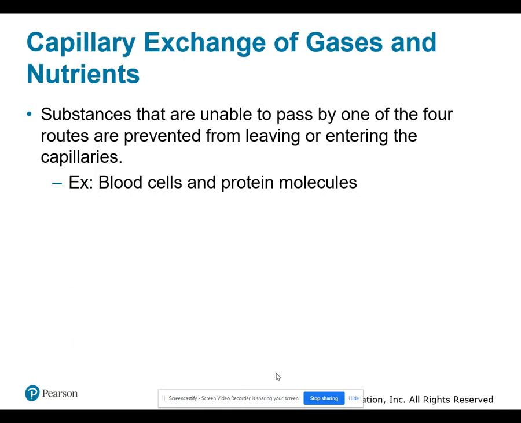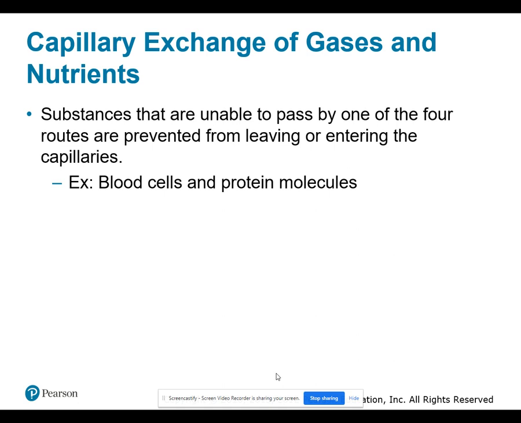Any substances that are unable to pass one of these four ways are actually prevented from leaving or entering the capillaries. They stay in the capillaries. You don't let them leave. These are things like blood cells. You don't want your erythrocytes, which are red blood cells, and your white blood cells to really leave. The other thing is your protein molecules, so blood proteins.